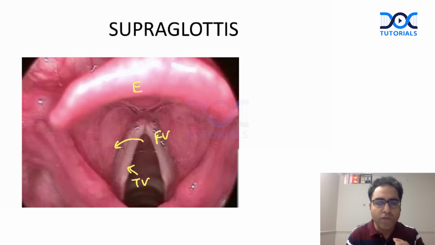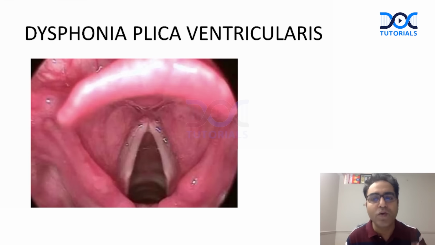They are pinkish in color. False vocal cords are rudimentary. They don't have any value. The real vocal cords, the true vocal cords, are white in color. We produce sound from the true vocal cord. But if a patient produces sound from the false vocal cord, the disease is called dysphonia plica ventricularis. The other name of false vocal cord is ventricular bands.